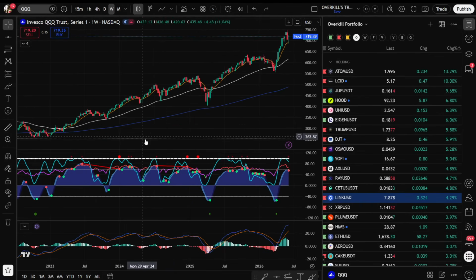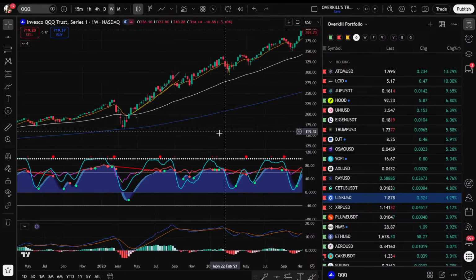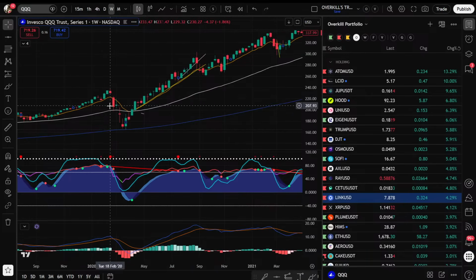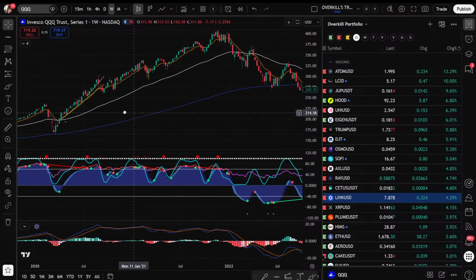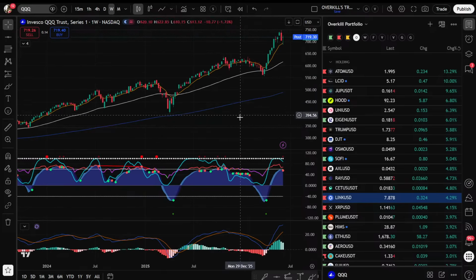COVID, for example. COVID was back here in 2020. Panic, panic, panic. Oh my gosh, the whole world's going to end. Everyone's selling. Everyone's in mass panic. Green dot. Rip to the sky, baby. Were you buying in COVID, or were you one of those guys or gals panicking?